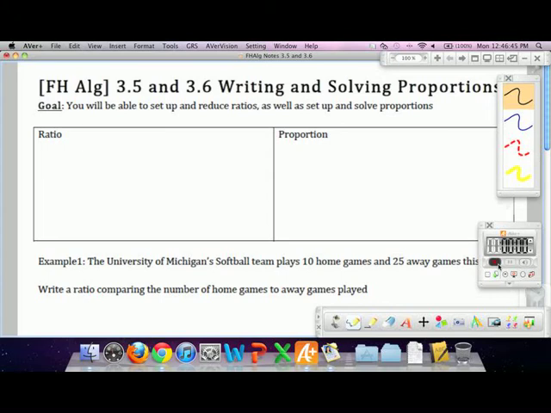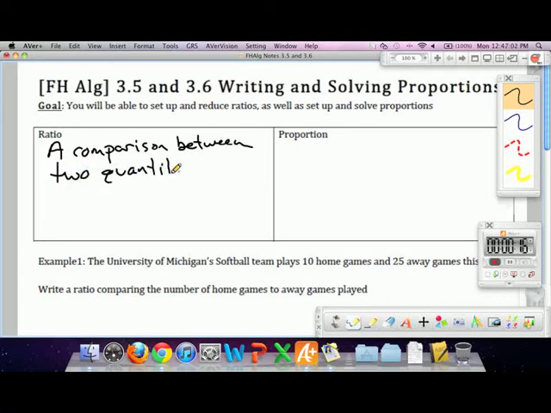Just a comparison between two quantities or numbers using division. And from years past, hopefully you recall, there are three main ways to write a ratio.